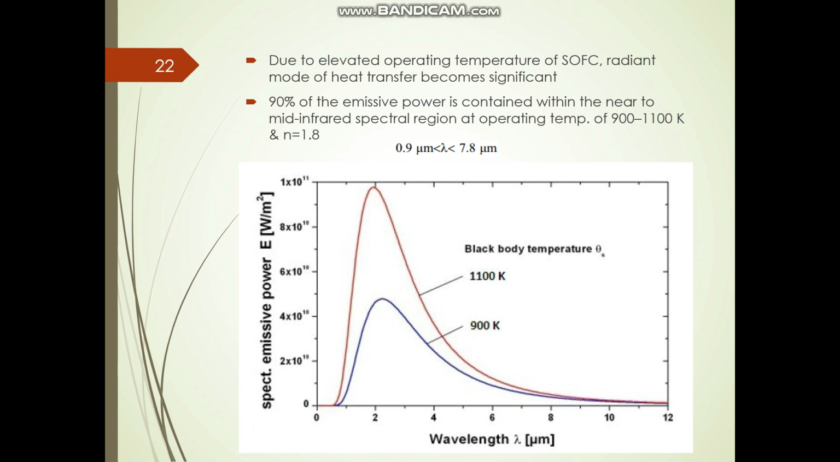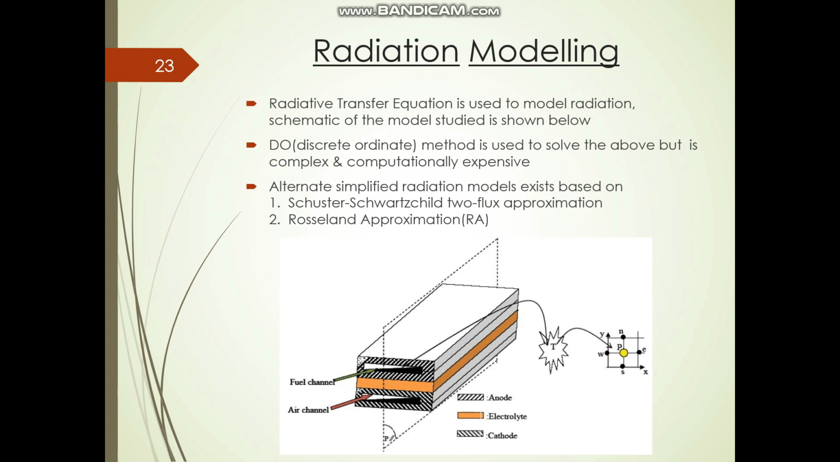For typical operating temperatures of 900 to 1100 Kelvin and refractive index of YSZ electrolyte equal to 1.8, it can be shown that over 90% of the emissive power is contained within the near to mid infrared spectral region. Radiation modeling. The radiative transfer equation was used to model radiation heat transfer and was solved using the discrete ordinate method. The discrete ordinate method is used to solve the above but is complex and computationally expensive. The solution of the RTE depends upon approximation methods, the boundary conditions, and the radiation properties.